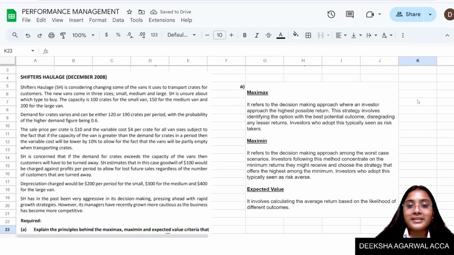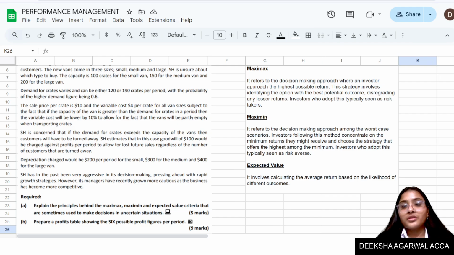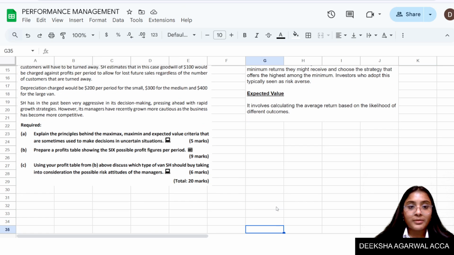This is how basically you can attempt a typical question around writing the theory of maximax, maximin, and expected value. There was nothing you could relate with the question. It was a generic question. If you know the meaning, you can easily score your 5 marks. Out of 5, scoring at least 4 marks is not a big deal. Now, moving ahead, the next thing that they are asking me is prepare a profit table showing the 6 possible profit figures per period. Okay, let's start solving this as well.